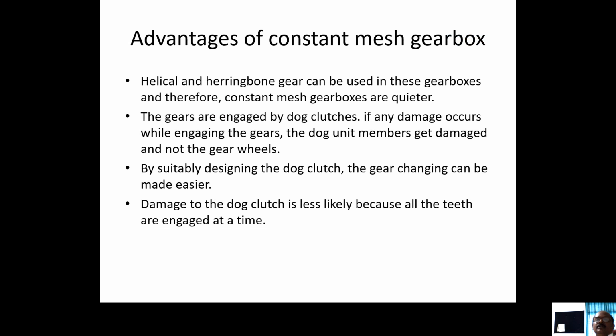So compared to the sliding mesh gearbox, where gears are moving, here we are not moving the gears, only with the help of the dog clutch we are engaging gears. That is the advantage of the constant mesh gearbox. It is very simple. There is no damage to the gears, and since we are using helical gears, the running will be very smooth. So this is about the constant mesh gearbox. It is a very important gearbox. Most of the vehicles we are using constant mesh.